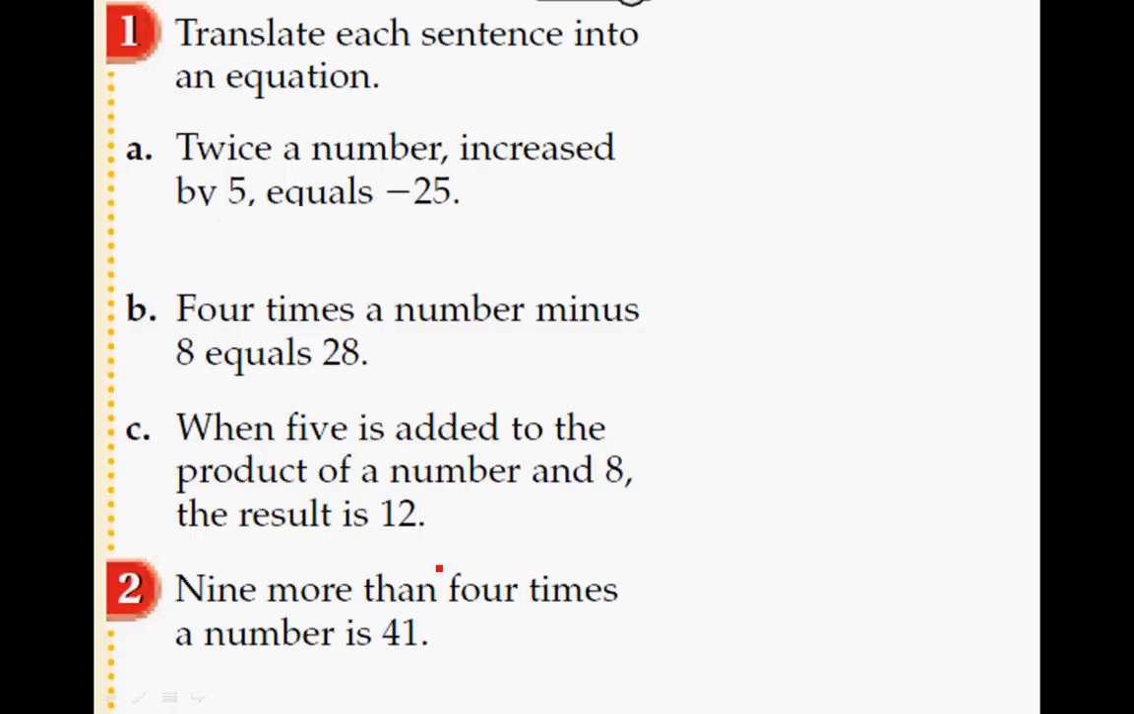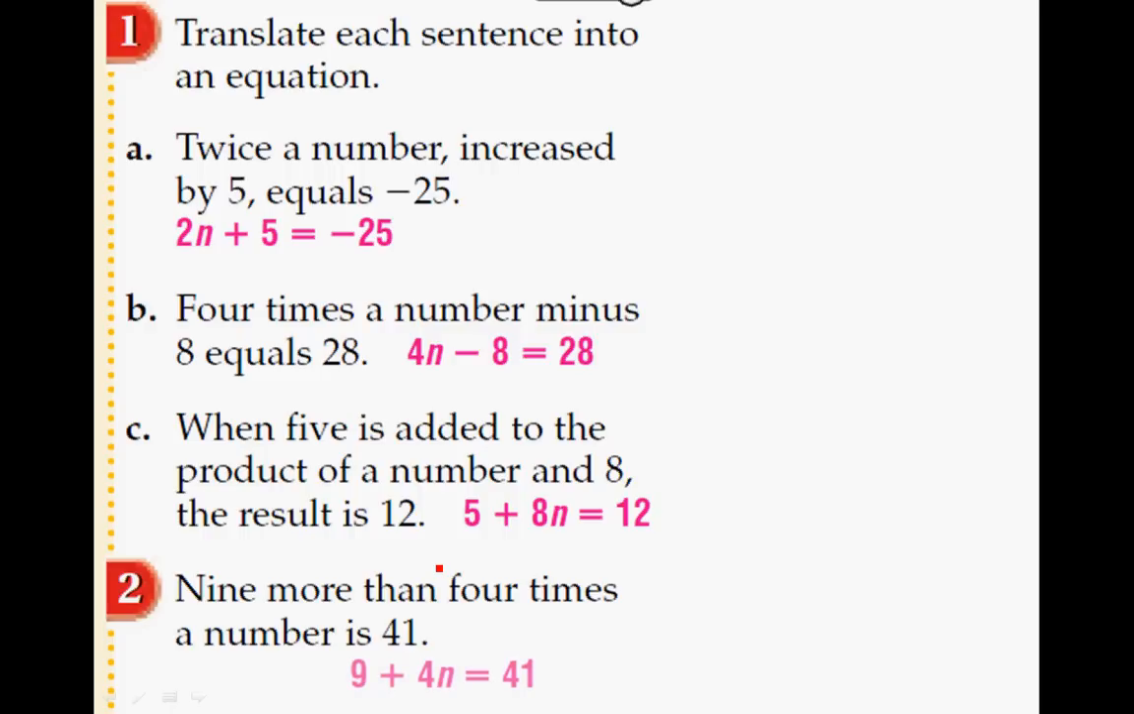Alright, go ahead and practice with these. Translate each sentence into an equation, and when you're done, go ahead and continue the video and the answers will show up. Okay, here they are. Twice a number increased by 5 equals negative 25. 4n minus 8 equals negative 28. 5 plus 8n equals 12. And 9 more than 4 times the number is 41.